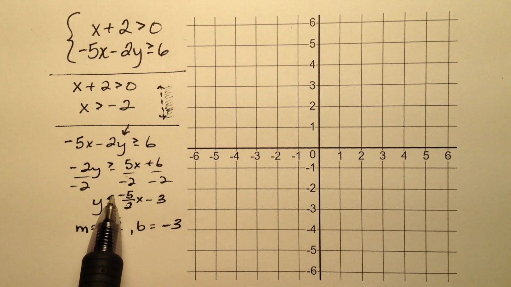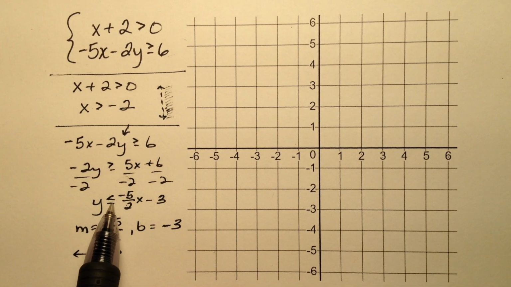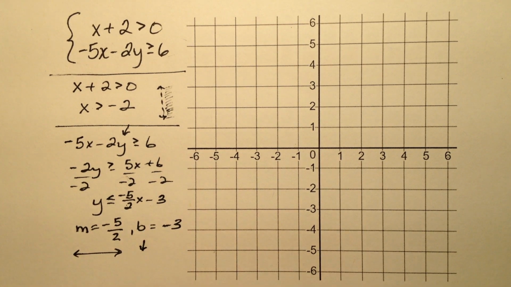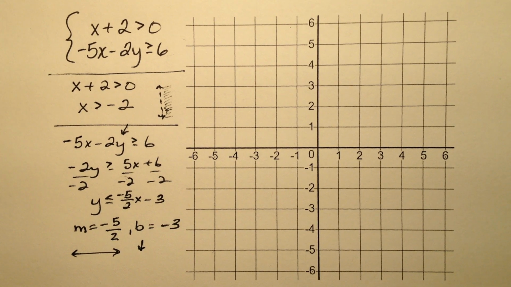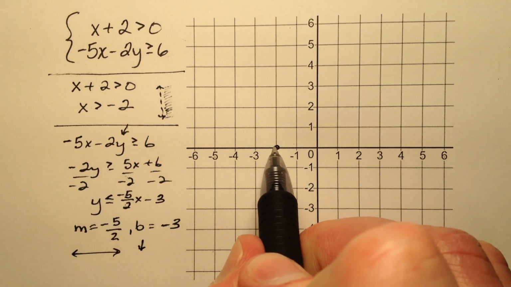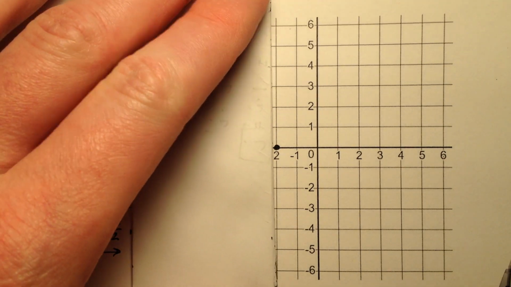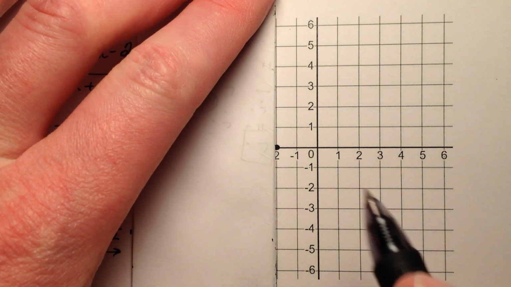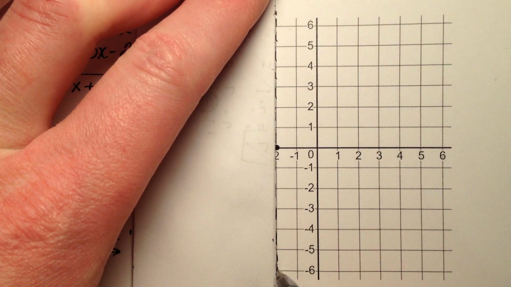So since this is y is less than or equal to, I know I'm going to have a solid line indicating that the line itself is included in the solution set. And then y is less than, so I'm going to be shading below the line. Okay, so let's go ahead and graph these. X is greater than -2. Well, I know the x-intercept then is -2. And I'm just going to draw a vertical line at -2. It's going to be a dashed line because it was just greater than and not greater than or equal to.